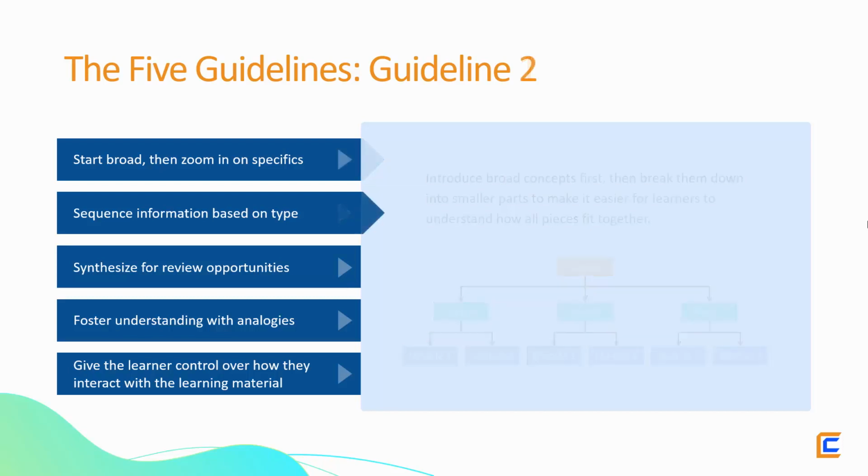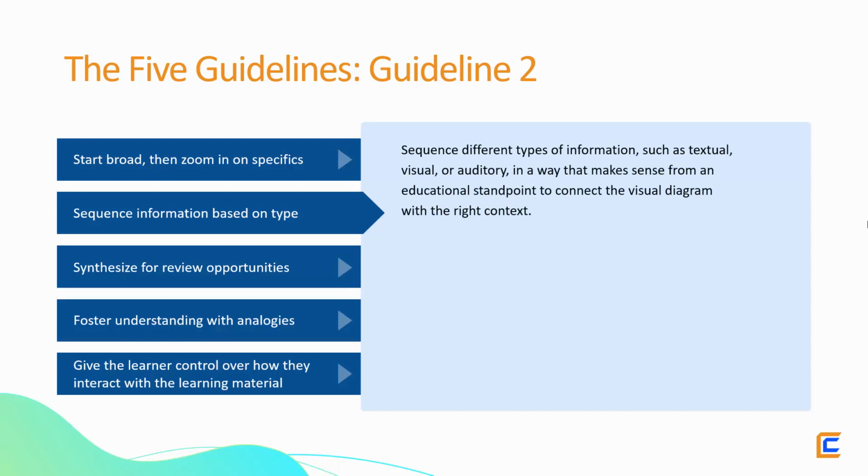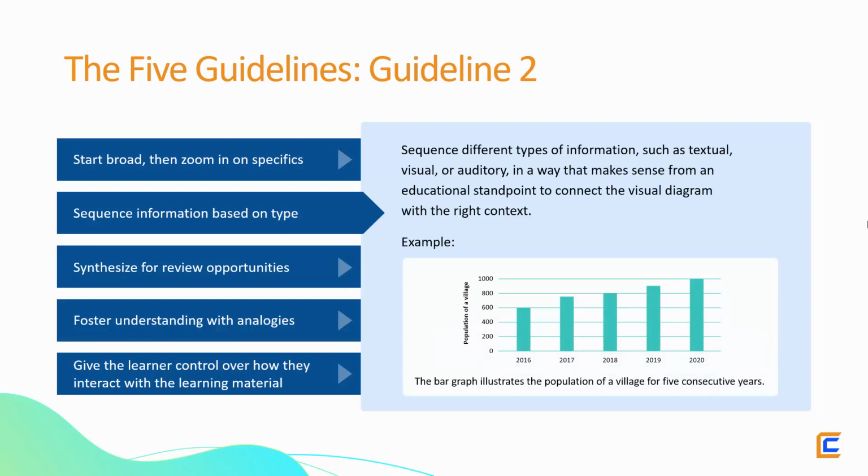The second guideline is to sequence information based on type. Different types of information, such as textual, visual, or auditory, should be sequenced in a way that makes sense from an educational standpoint. For example, diagrams should be placed near relevant text or voiceover narration that explains the diagram. This approach will enable learners to connect the visual diagram with the right context.